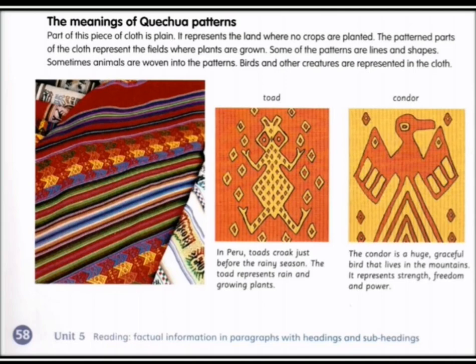Toad. The toad crocks just before the rainy season. The toad represents rain and growing plants. Condor. The condor is a huge, graceful bird that lives in the mountains. It represents strength, freedom, and power.